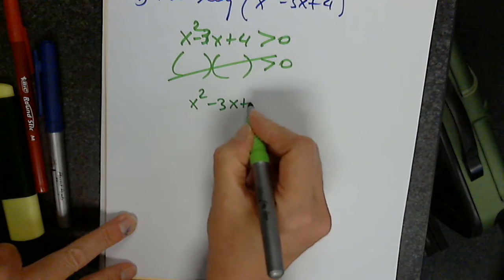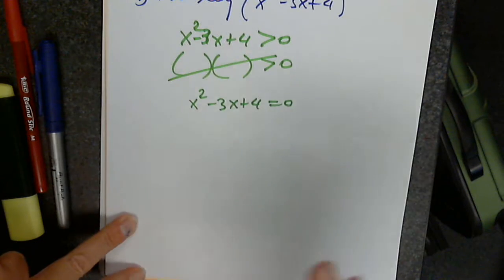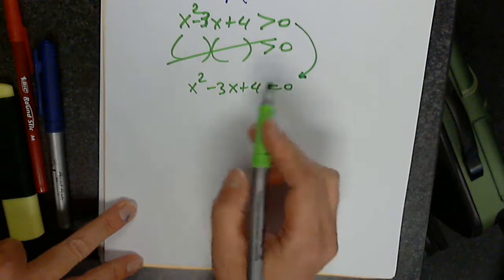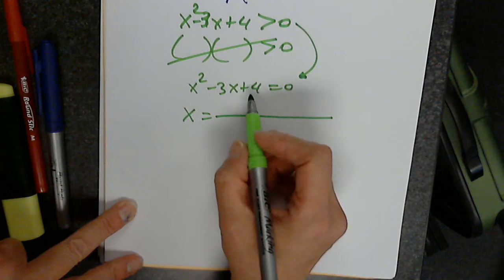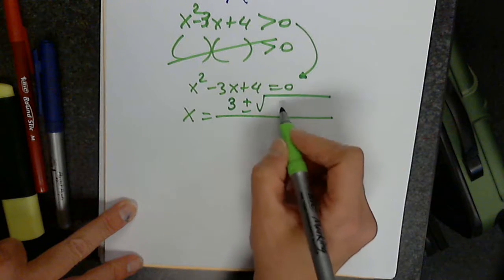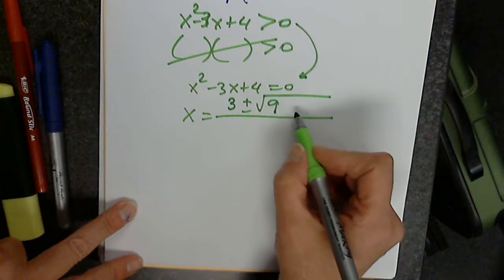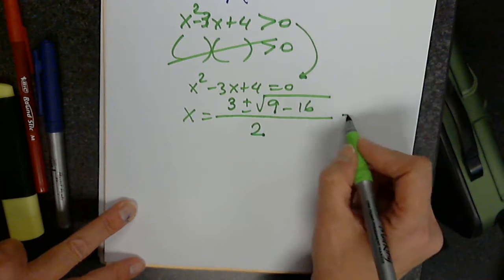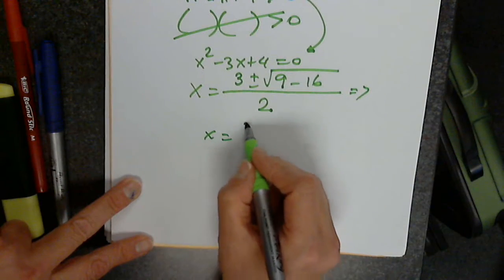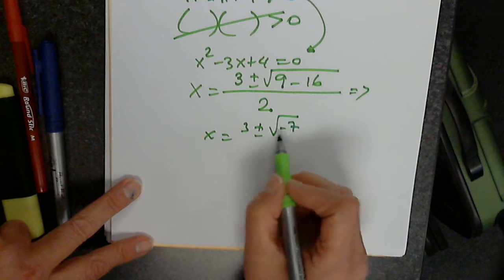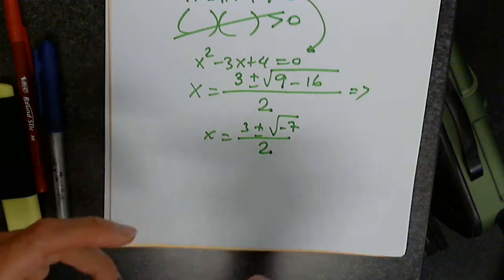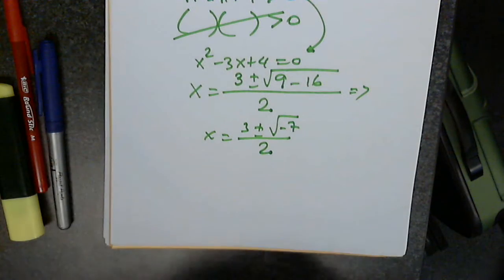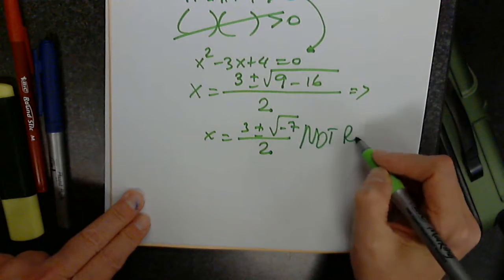So I have x squared minus 3x plus 4 equals 0. I write this only because I'm showing that I'm using the quadratic formula, but I'm not changing this into this. So x equals -b, which is 3, plus or minus the square root of b squared minus 4ac, divided by 2a. So from here, I know that x equals 3 plus or minus the square root of -7 over 2. So what can you say about these solutions? Imaginary numbers, so I'm going to say not real.